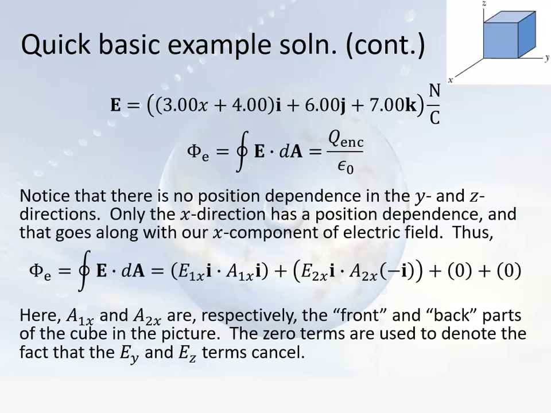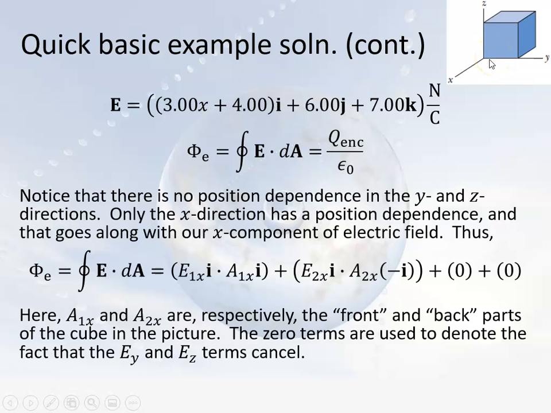So in any case, let's see now. Well, there is no variable dependence on our y terms and on our z terms. So what that means is that since our y components and our z components are just constant, any flux in the y and z directions on one end of the cube is going to be canceled by flux out of the opposite end of the cube.